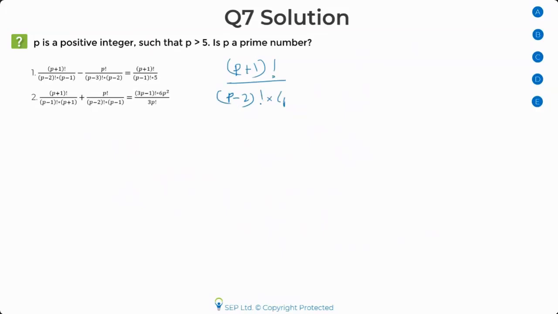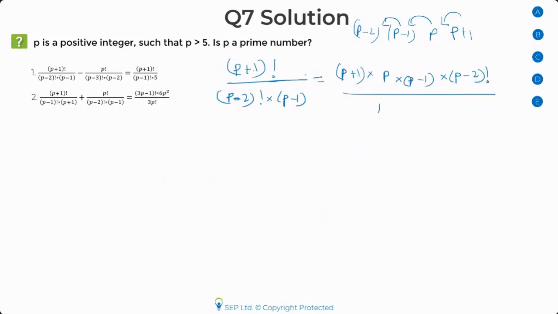Now, I can see p minus 2 is less than p plus 1, so I'll break this down. I'll write (p plus 1) times p factorial. From p plus 1, if I go 1 down, it will be p. Another 1 down, I'll get p minus 1. Another 1 down, I'll get p minus 2, right? So I'll write (p plus 1) times p times (p minus 1) times (p minus 2) factorial divided by (p minus 2) factorial times (p minus 1). Notice (p minus 2) factorial and (p minus 1) get canceled out. So in the first case, you're just left with p times (p plus 1).